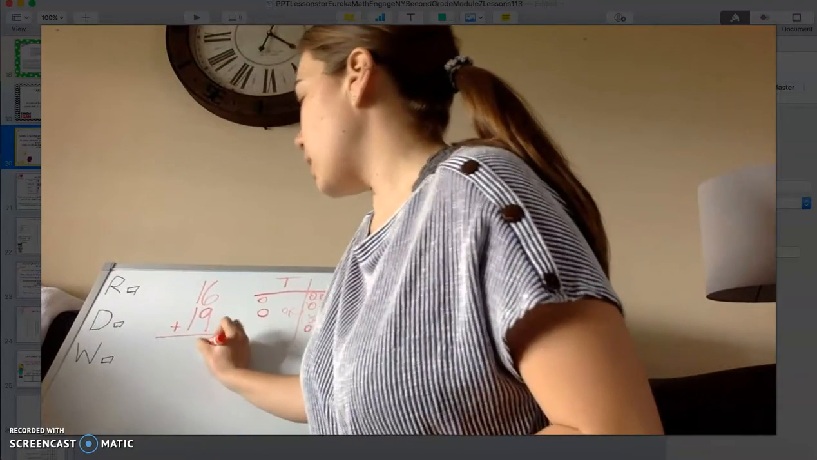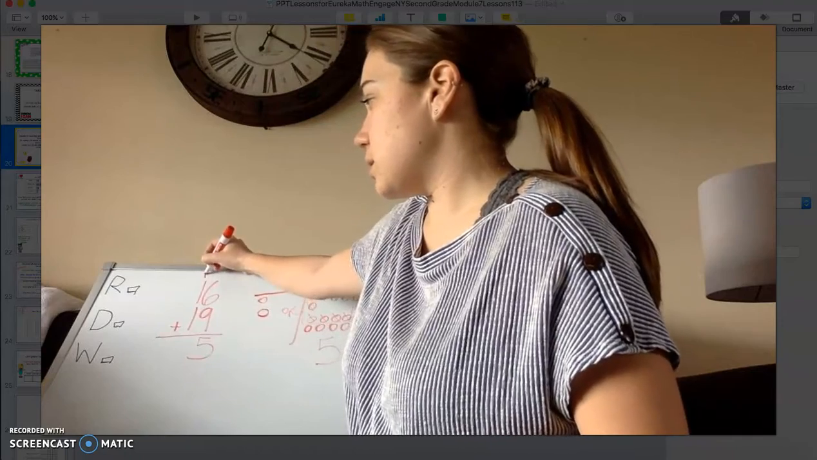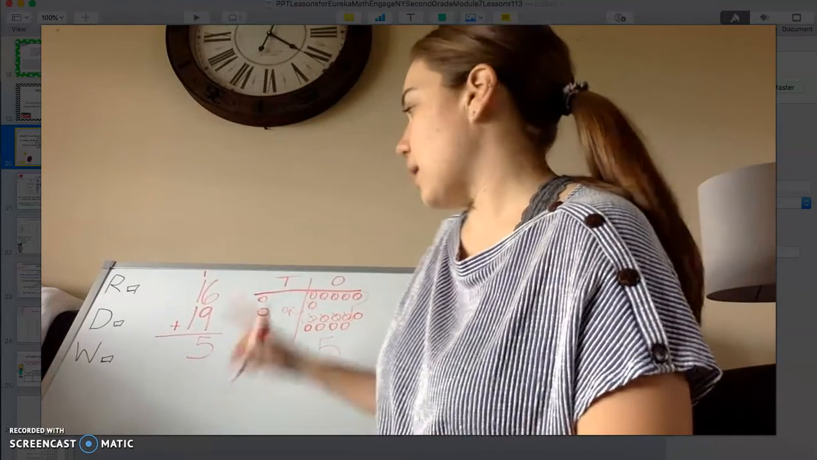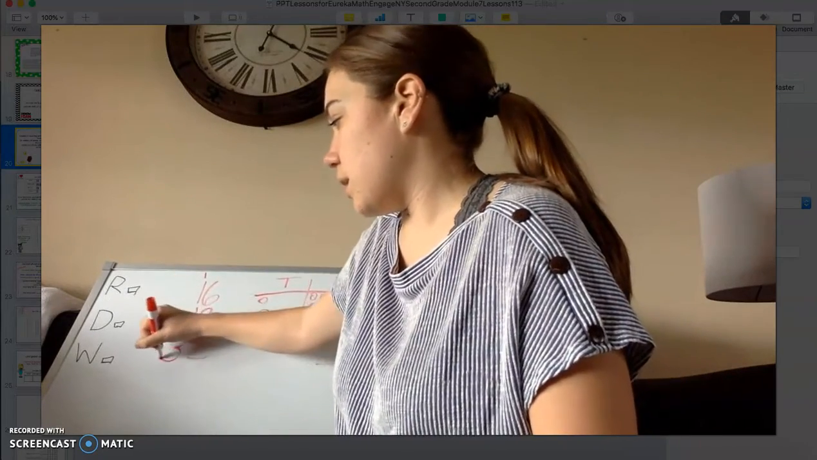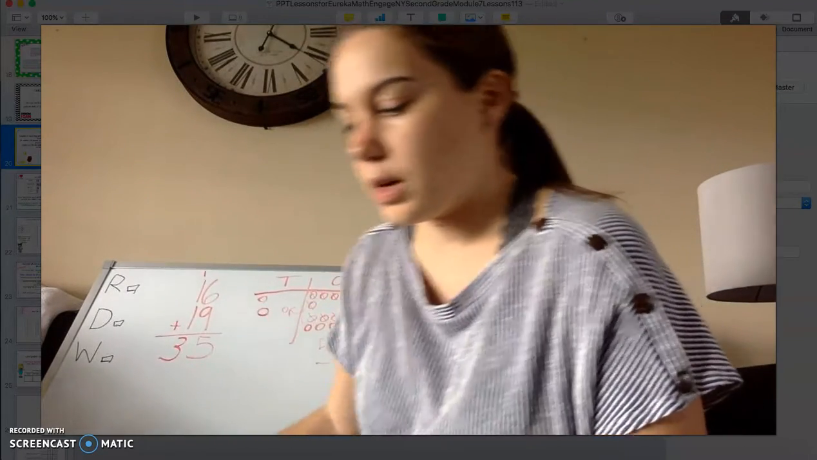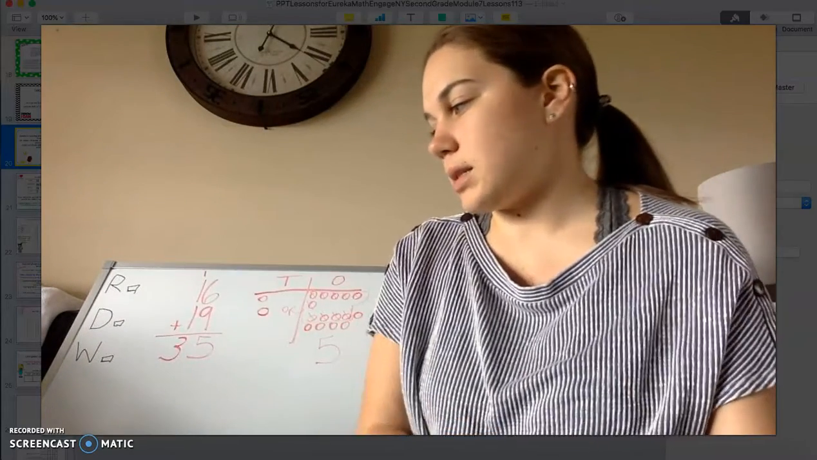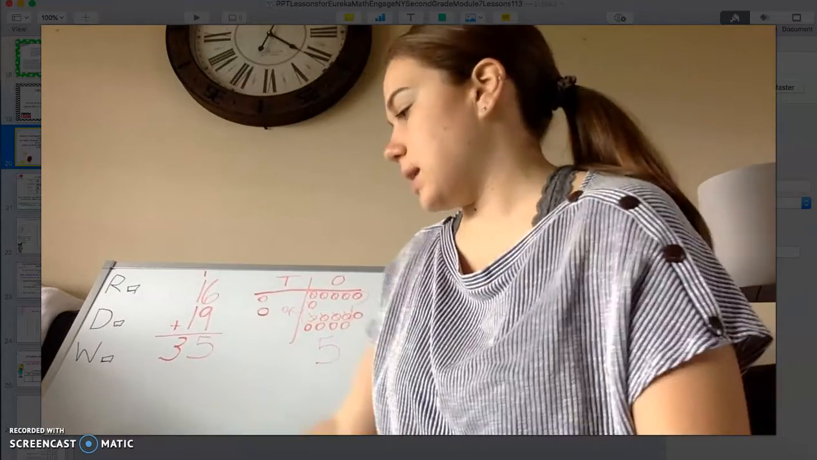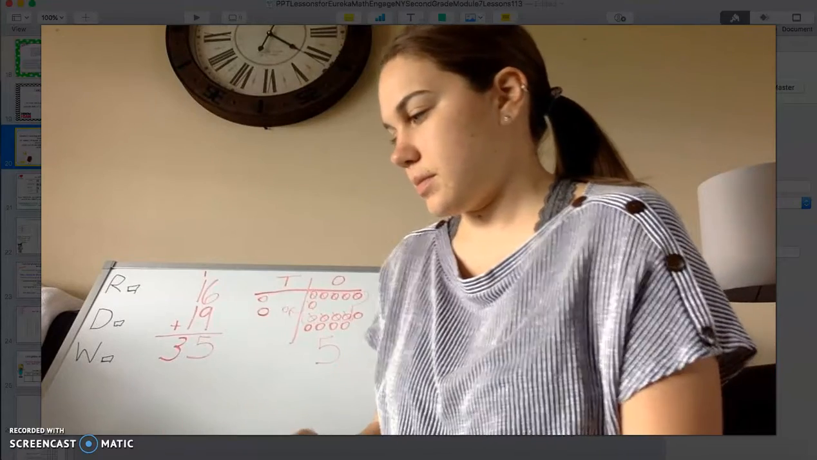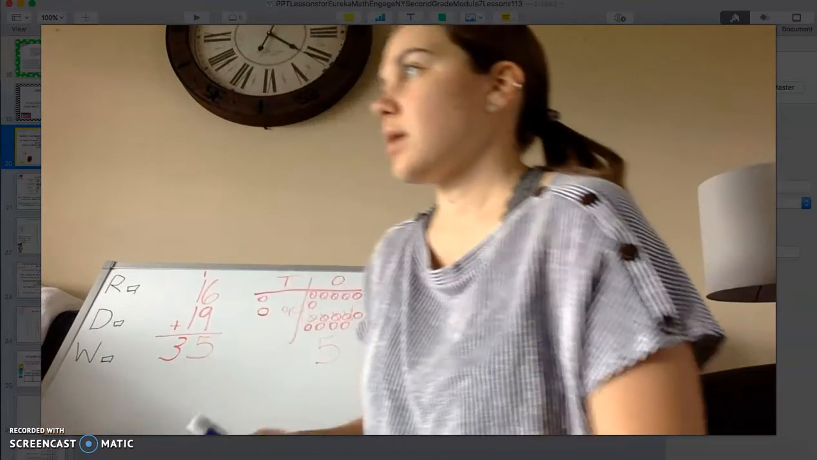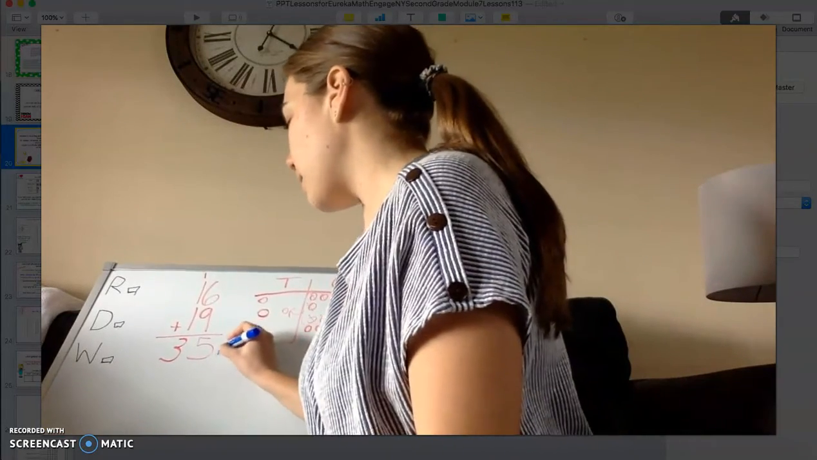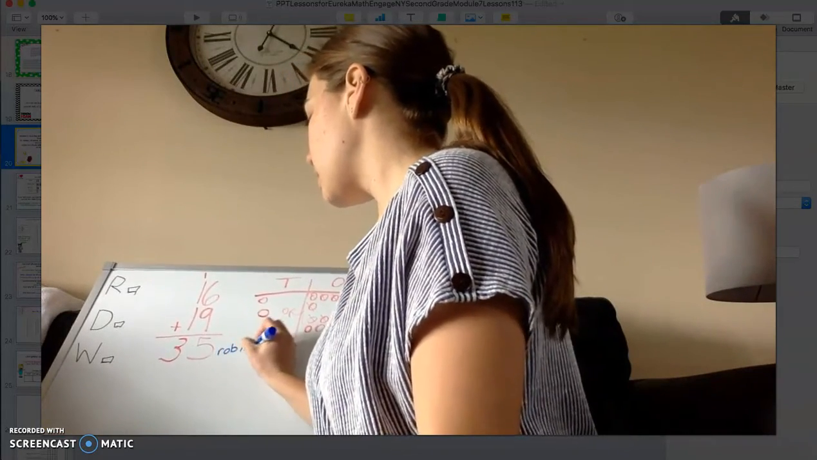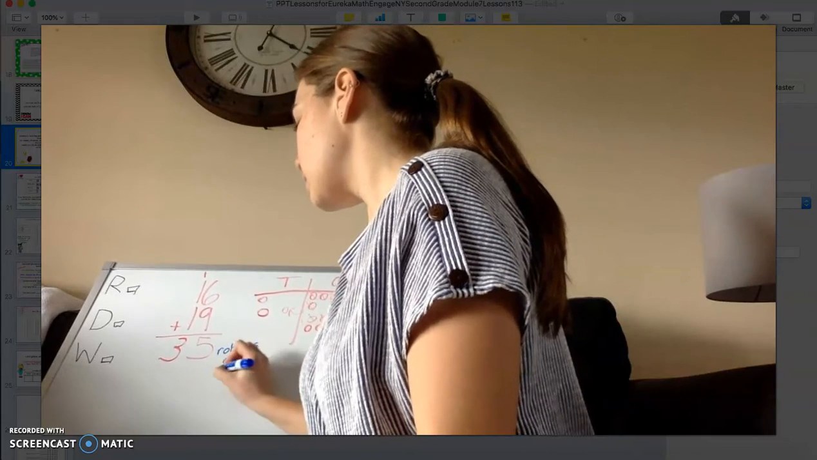So we have 5 ones, and we took the 10 ones we traded in for 1 ten. So now how many tens do we have? 1, 2, 3. 35. So now we know that there are 35 robins and ducks. How many squirrels did they say we had? They said there were 17 squirrels. So there's 35 robins and ducks.